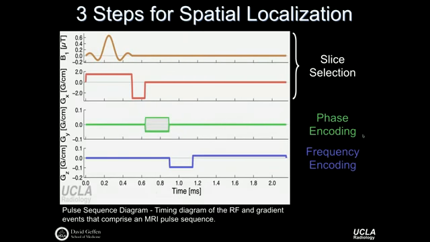The second step is phase encoding, and we'll talk more about how gradients move us through k-space in such a way that we can acquire the different phase encode lines. And the last thing is actually frequency encoding. And frequency encoding is kind of two things at the same time.